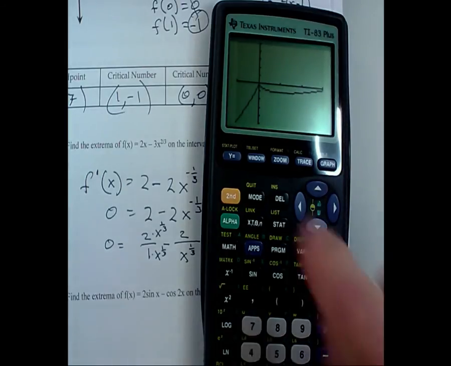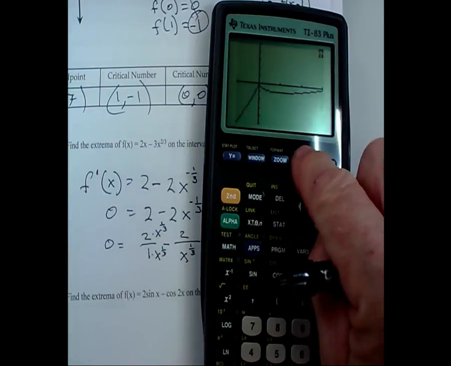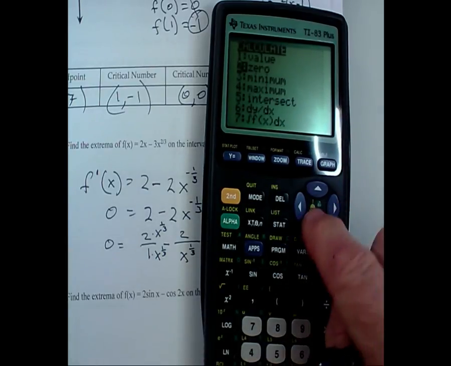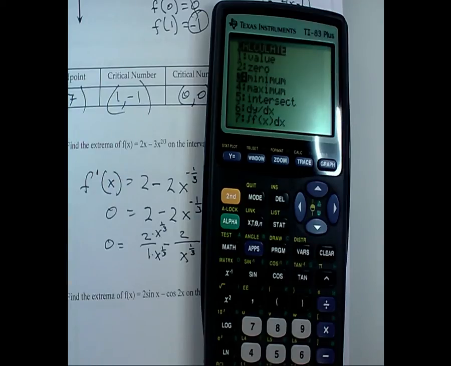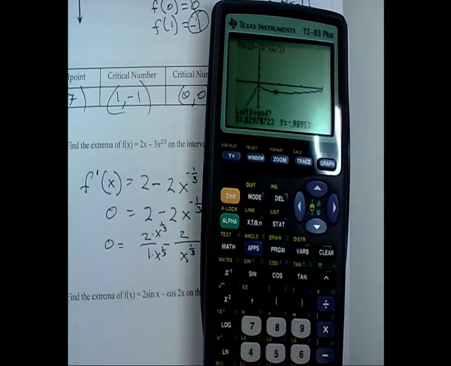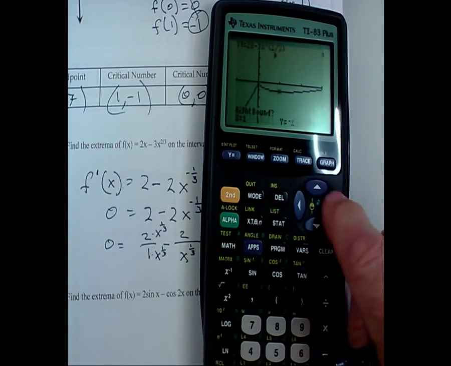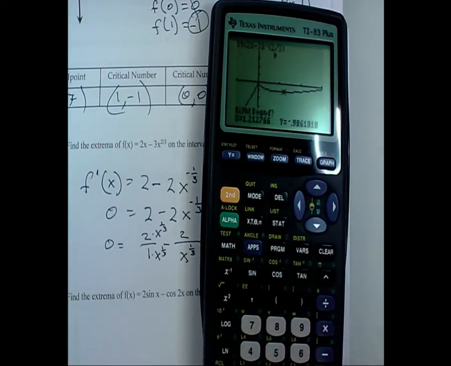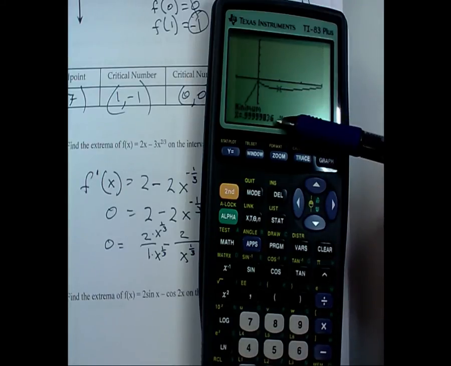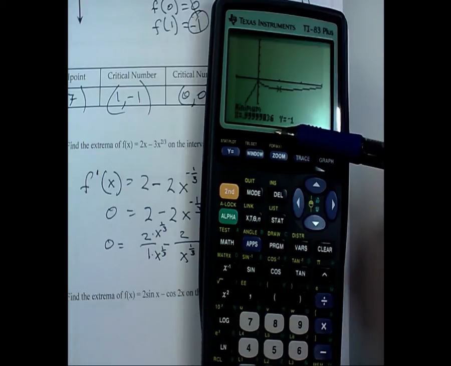And what I can do to check it is I go second calc. I can go to minimum 3. You guys knew you had this? Well, you do now. Go over here a little bit to the left, enter, go a little bit to the right, enter, enter. And that's 1 because that's the best this calculator can do. It's not very bright. It's because it's a TI-83.